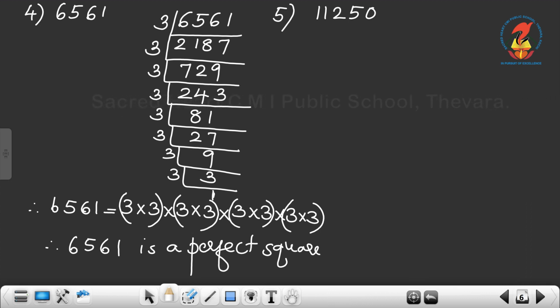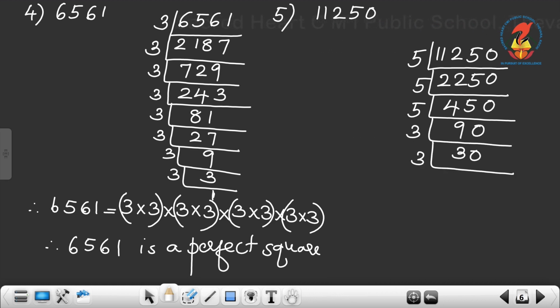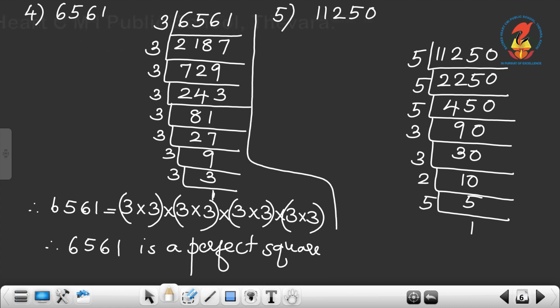Now, we will look into one more number, 11,250. So, we can start with which prime number? 5. Then 5 2s are 10. Again 5 2s are 10, 25, 0, then 5 4s are 20, 450, again with the 5, 90, then 3, 30, then 3, 10, then with the 2, 5, then 5, it is 1.